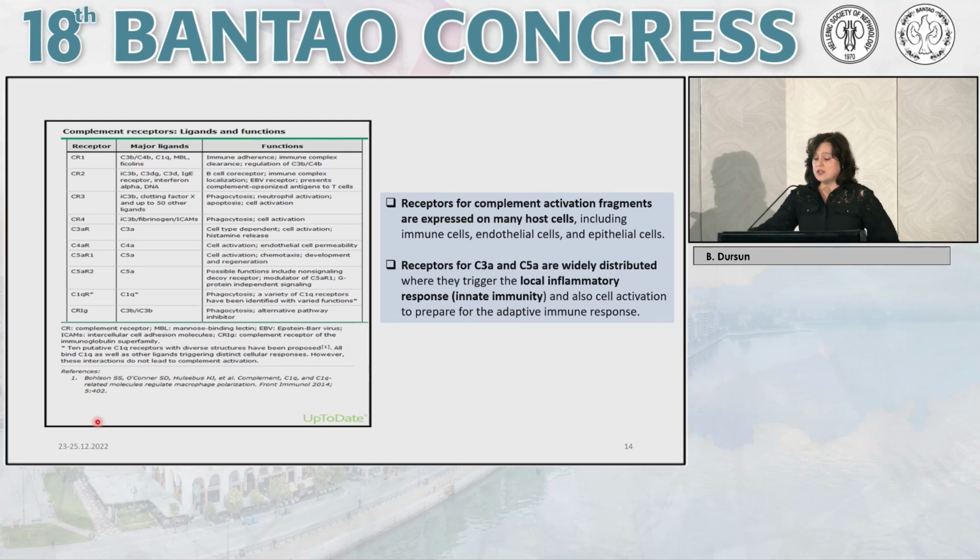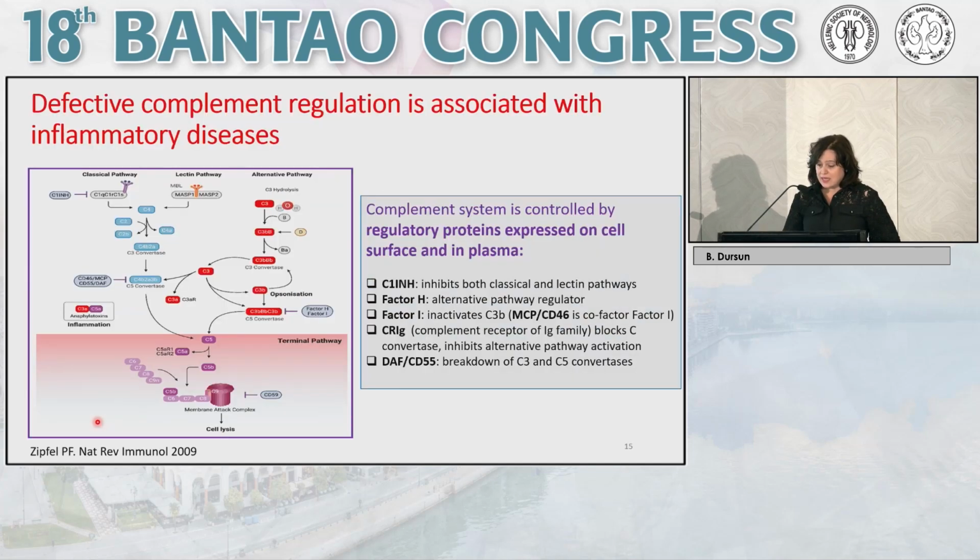Several complement activation fragments are expressed on many host cells, including immune cells, endothelial and epithelial cells. This complement system is regulated by proteins expressed on the cell surface and in plasma. C1 inhibitor inhibits both classical and lectin pathways. Factor H is a regulator of the alternative pathway. Factor I inactivates C3 convertases, but requires a cofactor, membrane cofactor protein, for its action.